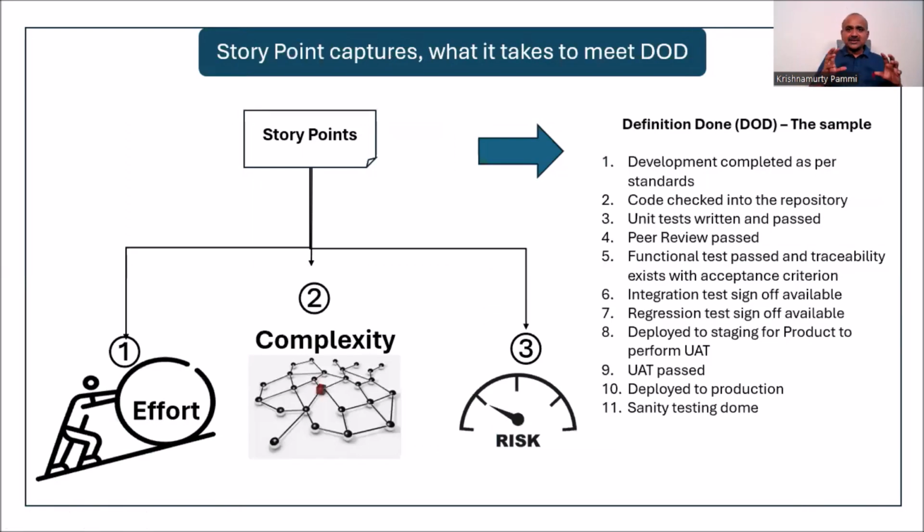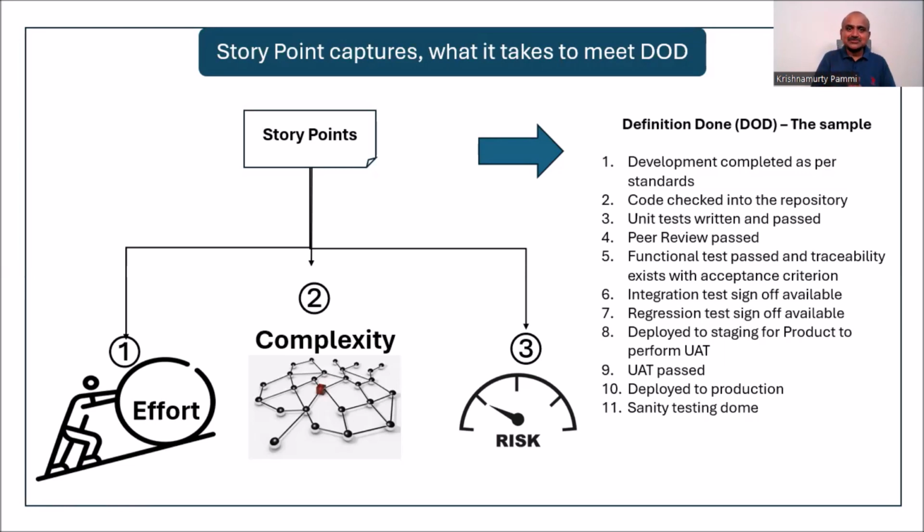Okay, so friends, what we have discussed here is that, while capturing the outcome, a user story has to meet the definition of done. Who decides the definition of done? The team, based on their context. To meet the definition of done, whatever effort is required, whatever complexity, whatever risk, the three together capture the whole mood of estimation. So that's why we have to use story points here. We should not use hours.